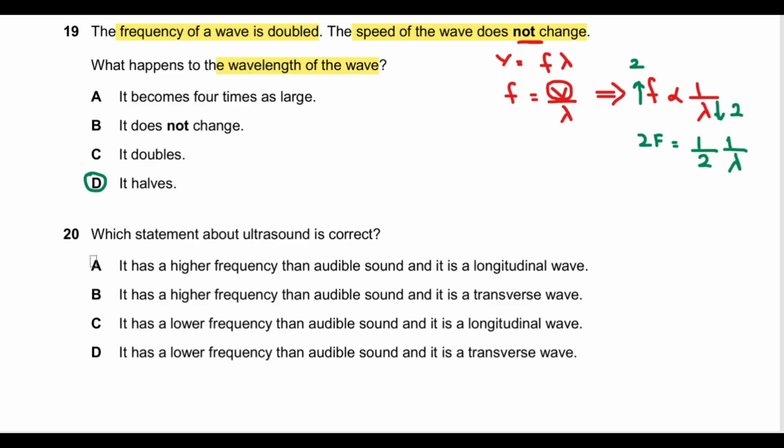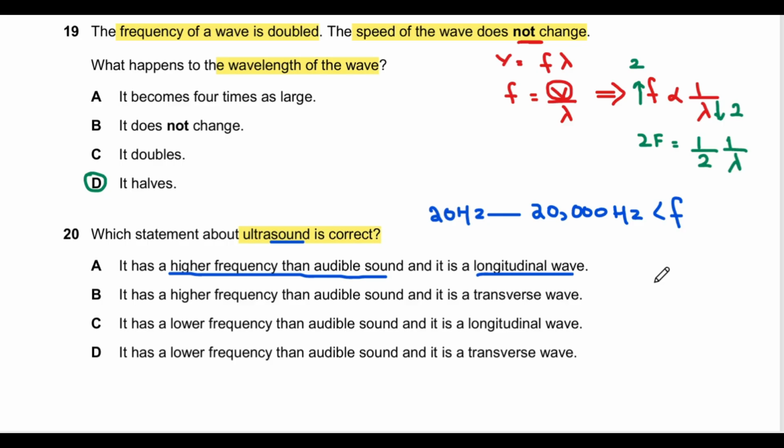Question number 20 says, which statement about ultrasounds is correct? A normal human ear can hear the frequency ranging from 20 Hz till 20,000 Hz. And any frequency which is greater than 20,000 Hz is not audible to a normal human ear and it is considered as ultrasounds. So ultrasounds are the sound waves which have frequency higher than 20,000 Hz or frequency higher than audible sound. Also, ultrasounds are the sound waves, and sound waves are longitudinal waves. So, option number A is correct.